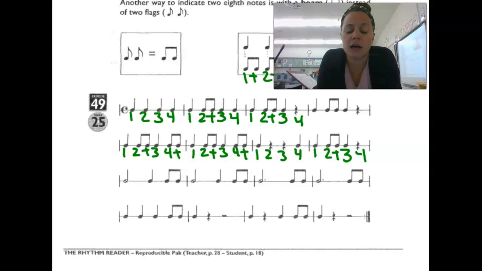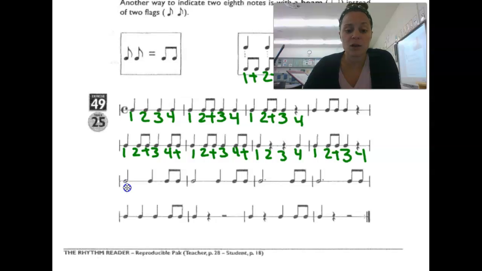So if you are stuck and need some more practice, stop the video and go back. Otherwise, let me know if you have any questions. I can help you that way. Feel free to practice that as many times as you'd like. Let's take a look at 49. So lines 3 and 4 are 49.